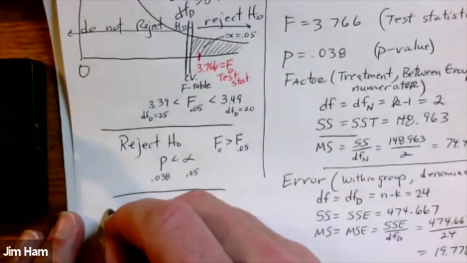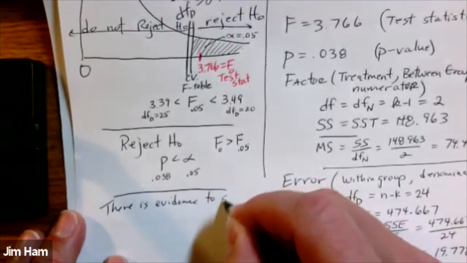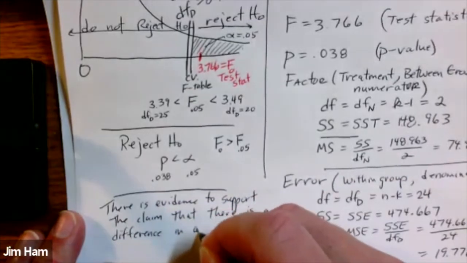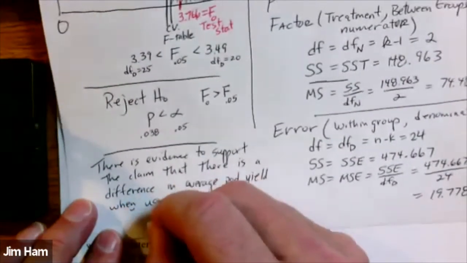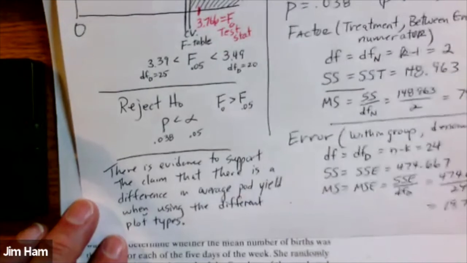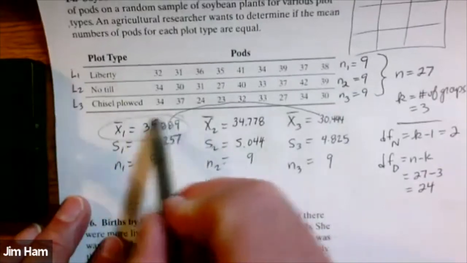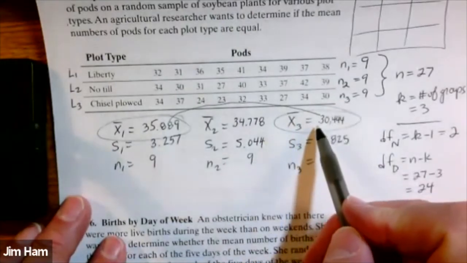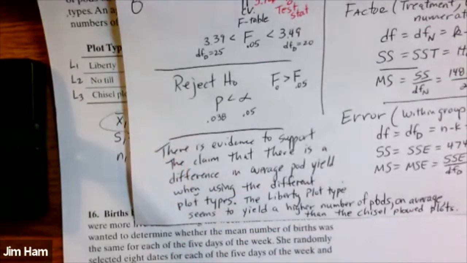All right, and then the conclusion. And so we're going to say that there is evidence to support the claim that there is a difference in average pod yield, we'll call it, when using the different, what do they call it, plot types. All right, now we're going to go on to say what that difference is. And since we do know that there's a difference, it's probably because the Liberty type is greater than the chisel cloud type. So we'd want to say that. All right, something like this, but in your own words, make that last statement.